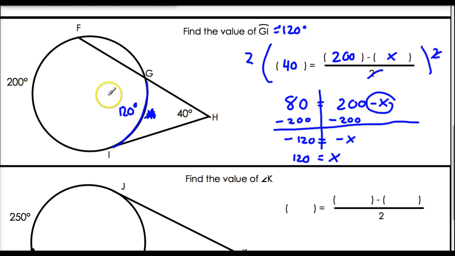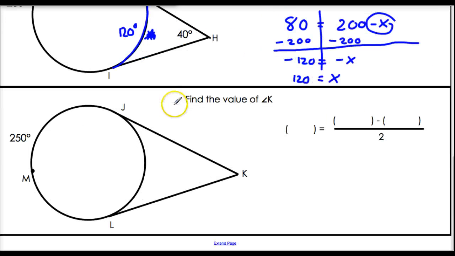And once again, it's good to check your work. Is 200 minus 120 divided by 2 equal to 40? Well, 200 minus 120 is 80. Divided by 2 is 40. So yeah, we did that correctly.